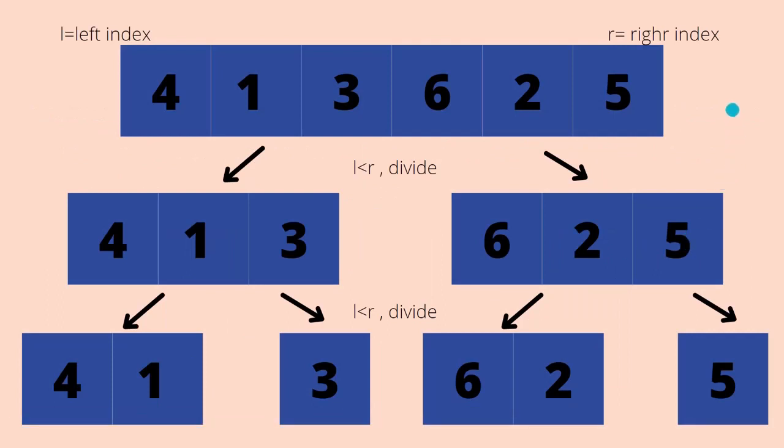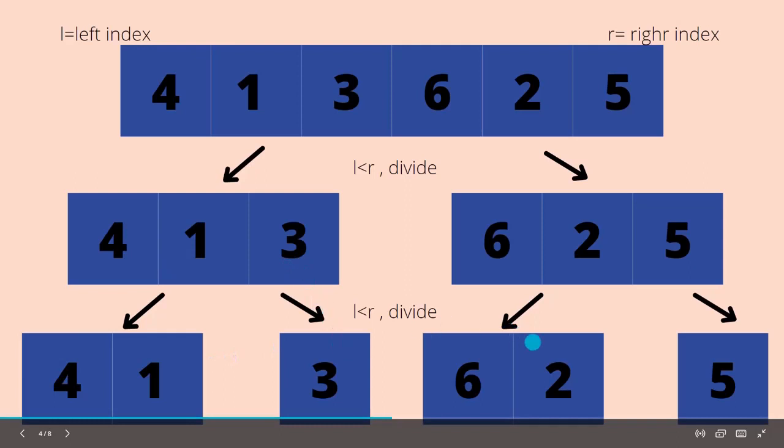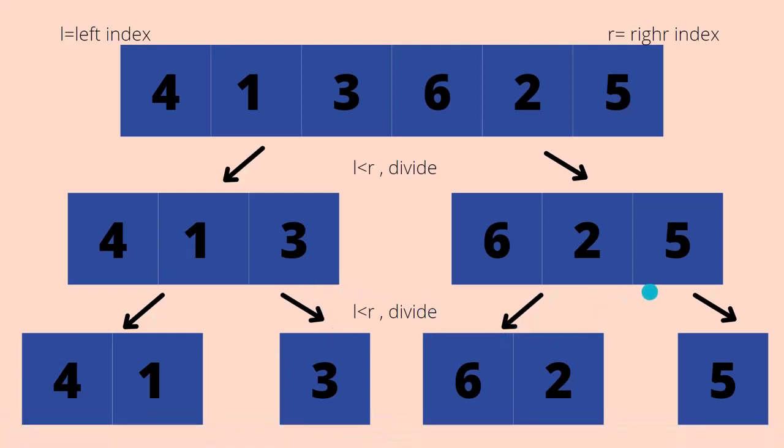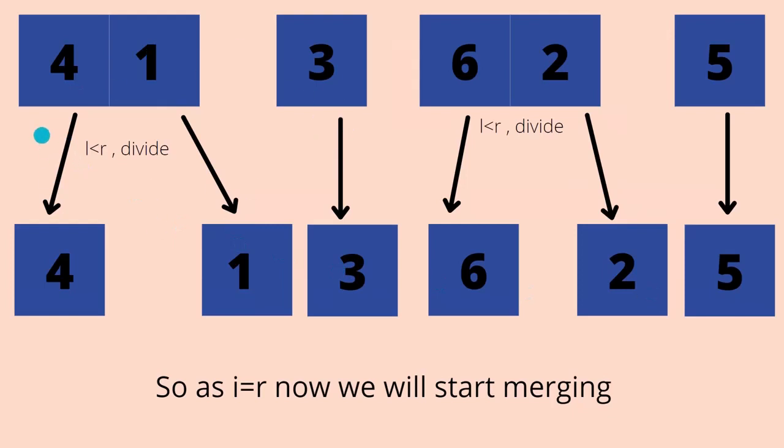So let us take an example: 4 1 3 6 2 5. Let L be the leftmost index of an array and R be the rightmost index. We will check if left is less than right, and yes, then we will divide the array into two halves from the middle, so 4 1 3 and 6 2 5. Again we will check for the same, and yes, then 4 1 and 3, and 6 2 and 5. Again we check, and there are two elements, so it will again be divided. The array is going to be divided until there is only one element left.